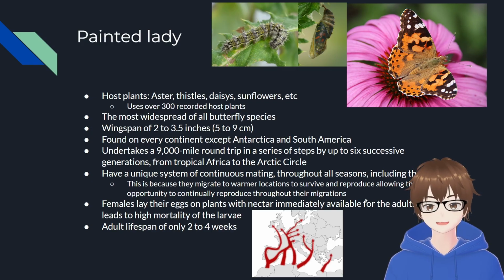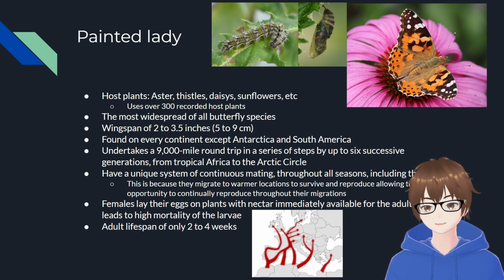It has a unique system of continuous mating throughout all seasons, including the winter. This is because they migrate to warmer locations to survive and reproduce, allowing them the opportunity to continually reproduce throughout their migration. So they never stop reproducing because they will go, oh, Africa is nice and warm, we'll reproduce here. As it warms up in Europe, they'll go into Europe and start breeding there. And then as it starts getting cooler in Europe, they will move back down to Africa where they will continue to mate. So, pretty cool.